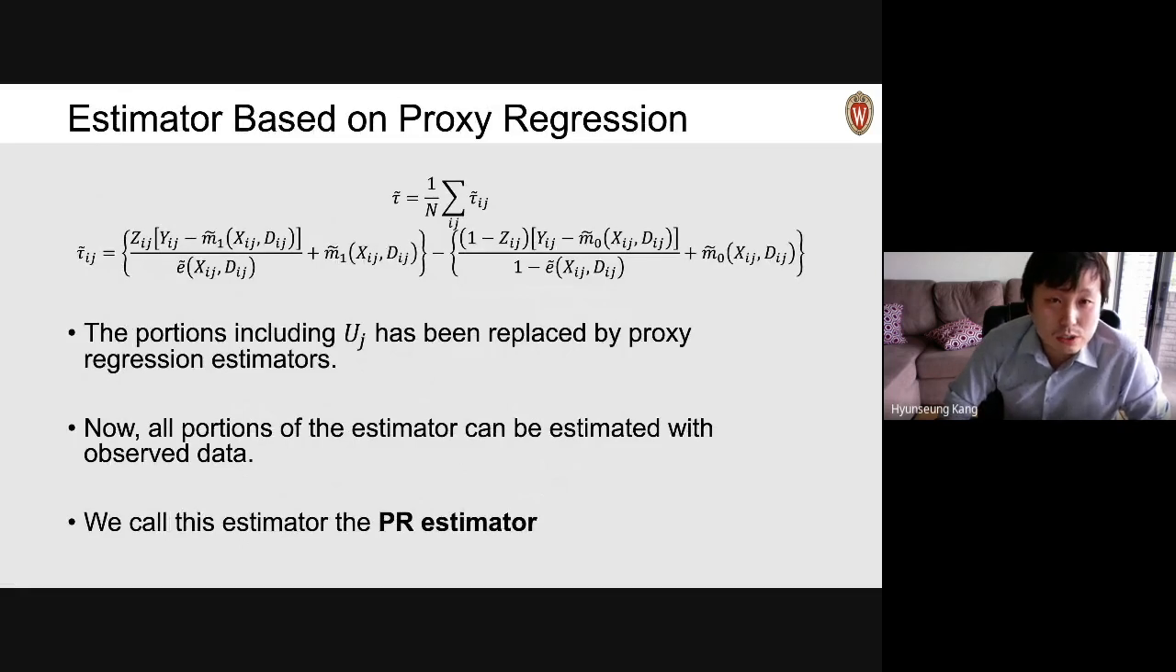All right, so this is our estimator of the treatment effect based on proxy regression. Essentially, you replace all the m's and the e's, the unknown variables, with the dummy variables that indicate your cluster membership, and then you just run this exercise through. We call this estimator the PR estimator for short because it's based on proxy regression.